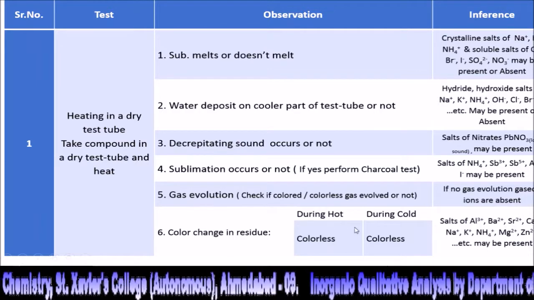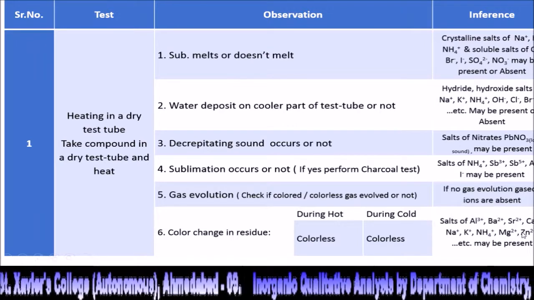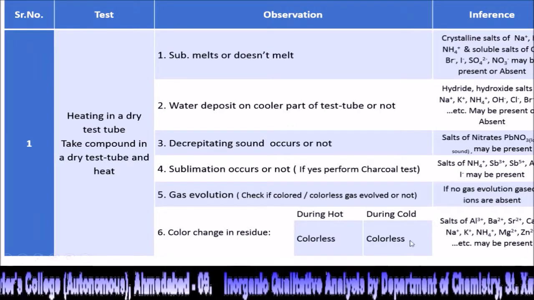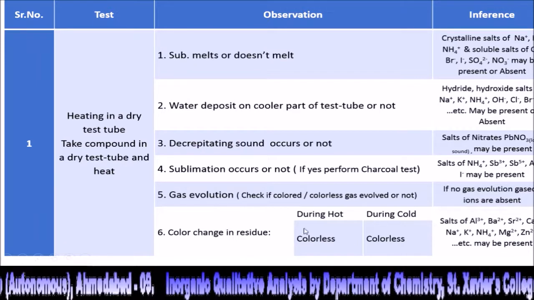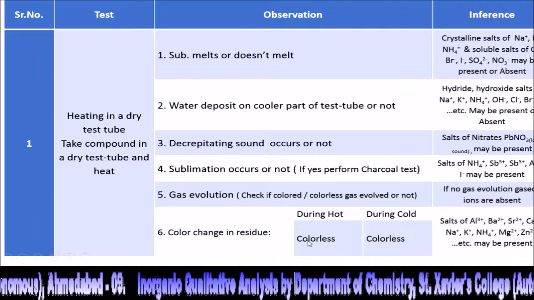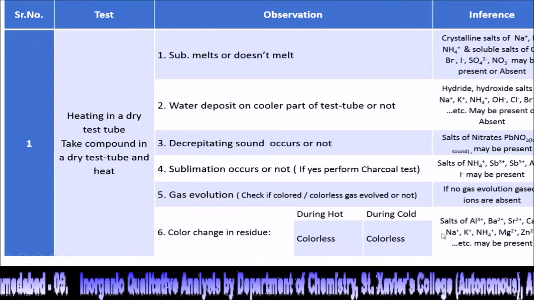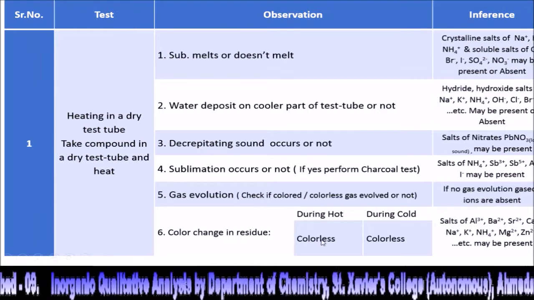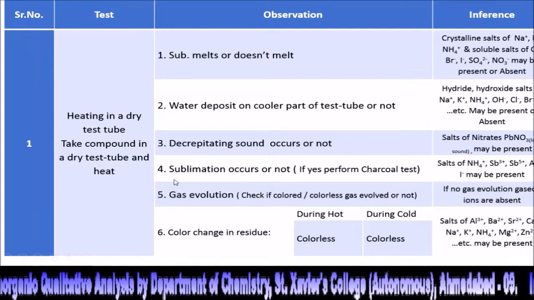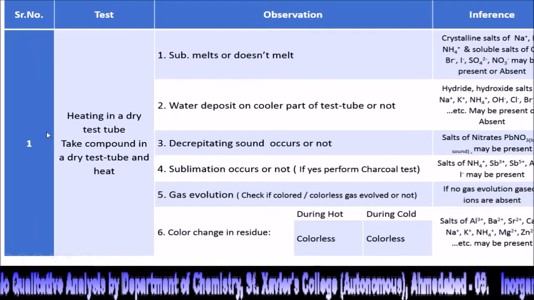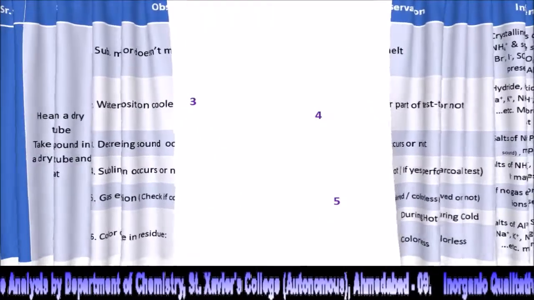If yellow during hot and colorless during cold, there should be zinc. So zinc you cannot put into colorless, but in certain cases, because the yellow color is very pale, a faint yellow color, you cannot recognize it, and therefore it is mentioned over here. Otherwise, if during hot it is yellow and during cold colorless, then there should be zinc. That way, six observations of a single test you may do. Let's see how this test can be observed.